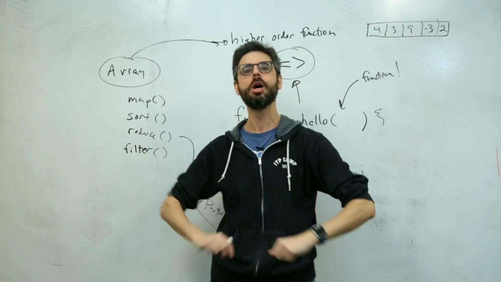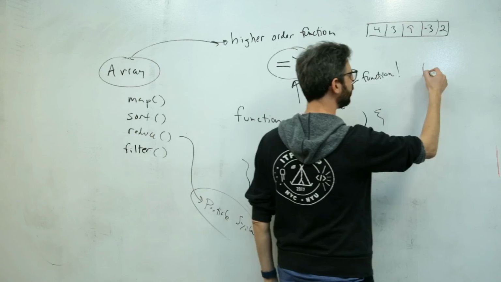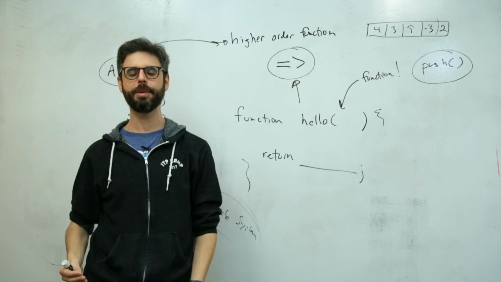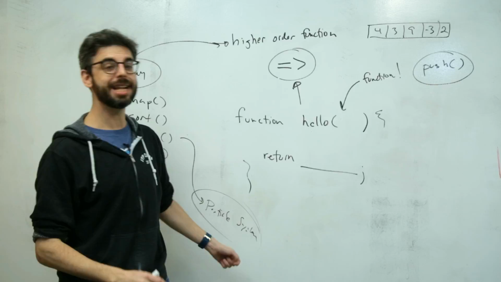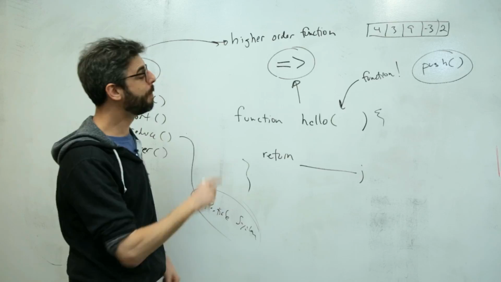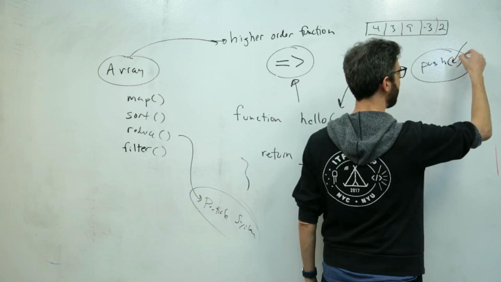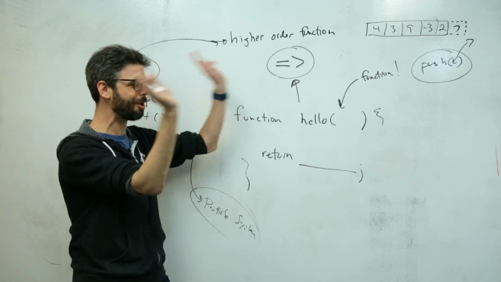And you actually have seen this before if you've watched any of my videos. For example, push is not a higher order function because it does not receive a function as an argument, but it does manipulate the array. So if I say push and I pass in 7, then it will add an extra element to the end of the array. What it's actually doing behind the scenes is a topic of discussion for another time. What I want to look at is these four.